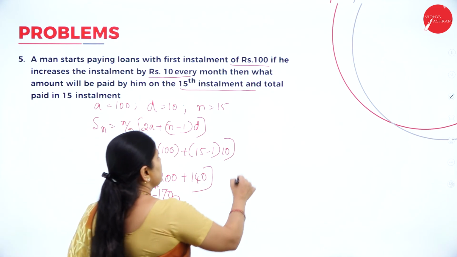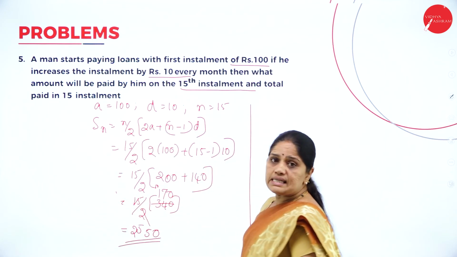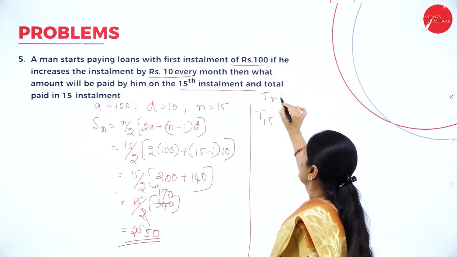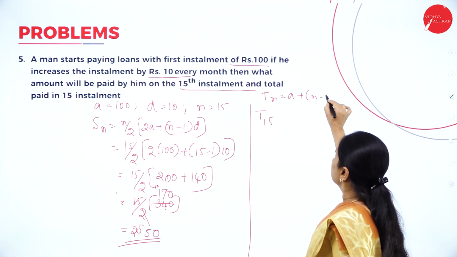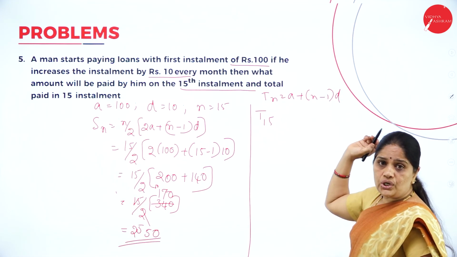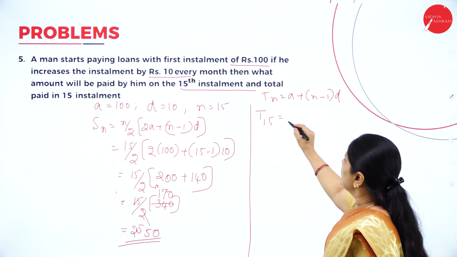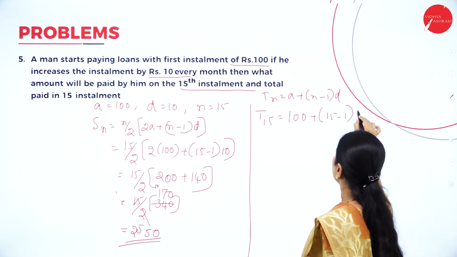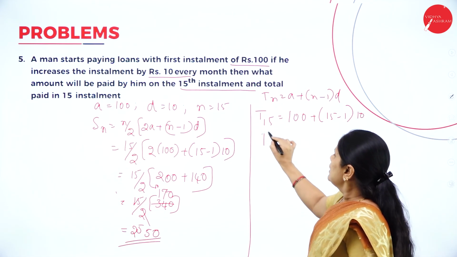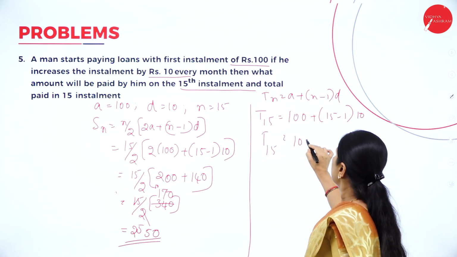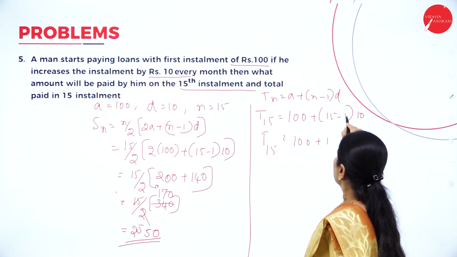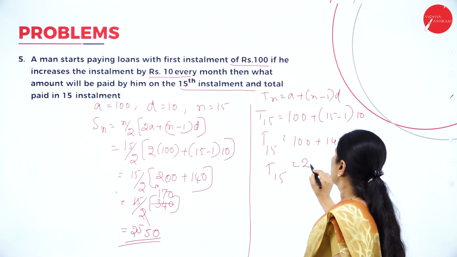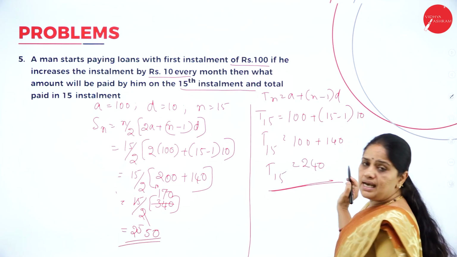Now what is the 15th installment? What is the amount he has paid? So T15. So Tn formula, Tn equals A plus n minus 1 into D. So T15 will be A equals 100 plus 15 minus 1 into 10. So T15 will be 100 plus 14 into 10 is 140. So T15 will be 240. So this is the answer.